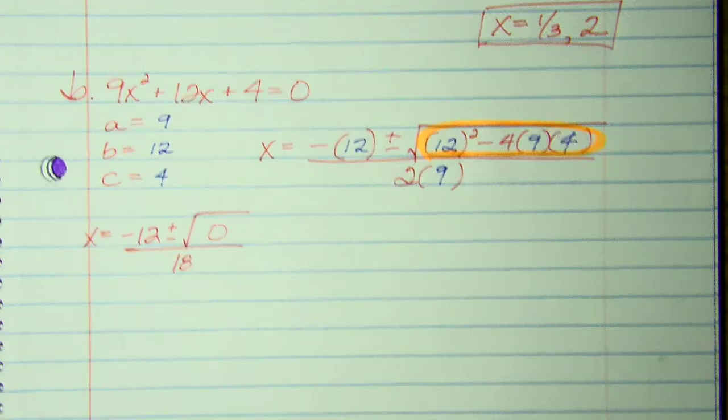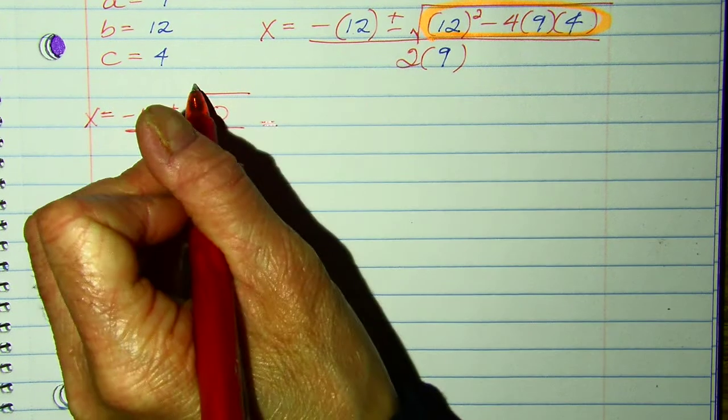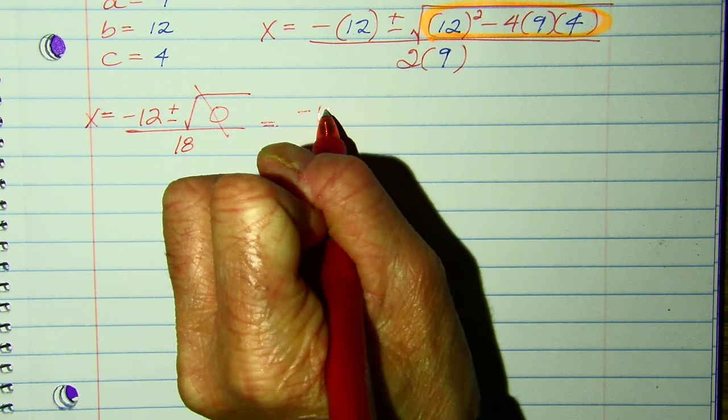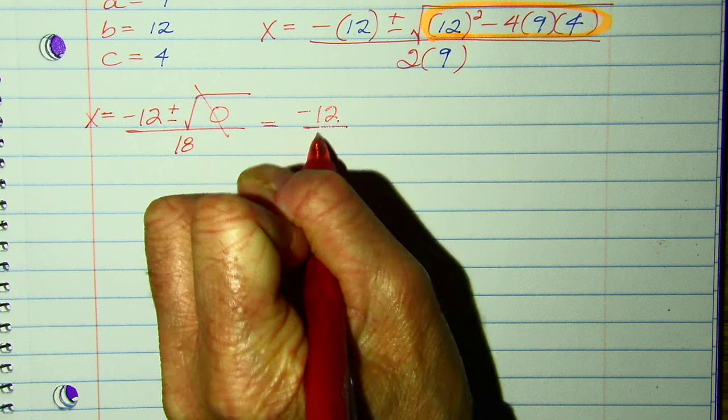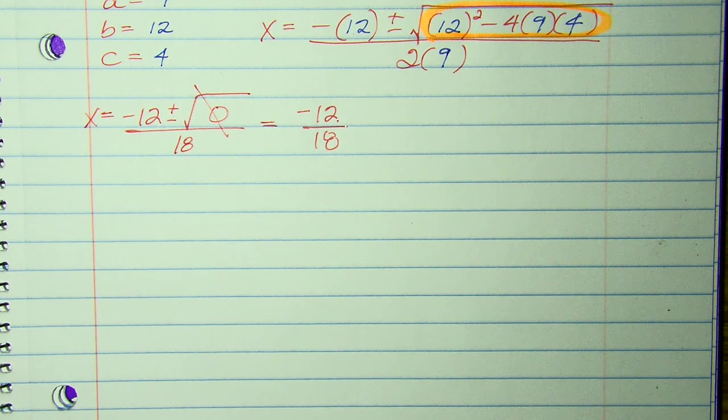Okay, so let's talk about that. The square root of 0 is just 0. So I'm left with -12 over 18. You don't need this plus or minus. You could simplify it with it. It would be -12 plus 0, which would be -12, or -12 minus 0, which is still -12.